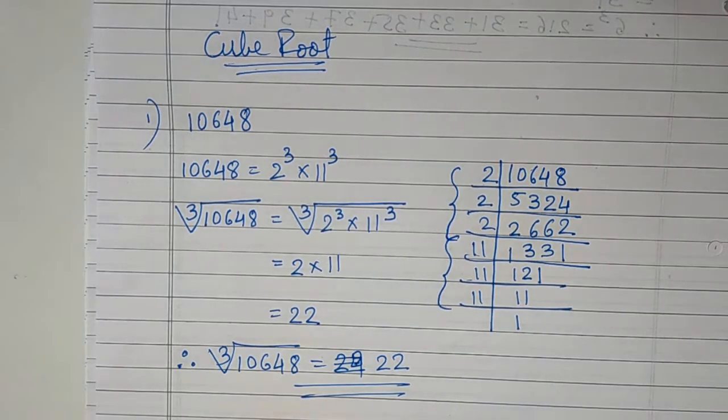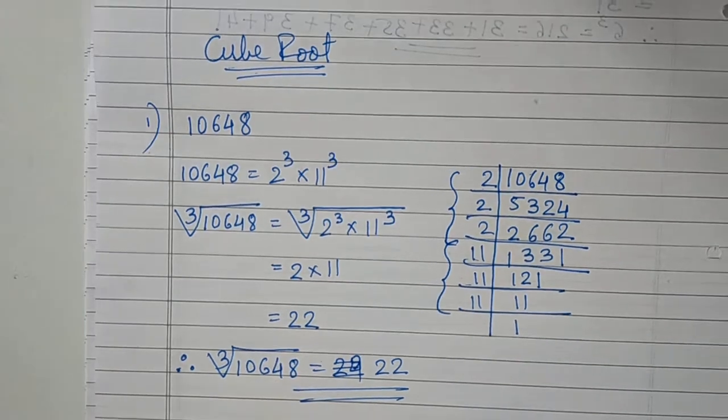Okay, now let us move to our next question. Find the smallest number by which each of the following numbers must be multiplied to obtain a perfect cube. This means that the number which is given to us is not a perfect cube. We need to multiply it by the smallest number by which we can make that number a perfect cube, and then we have to find the cube root of that number.